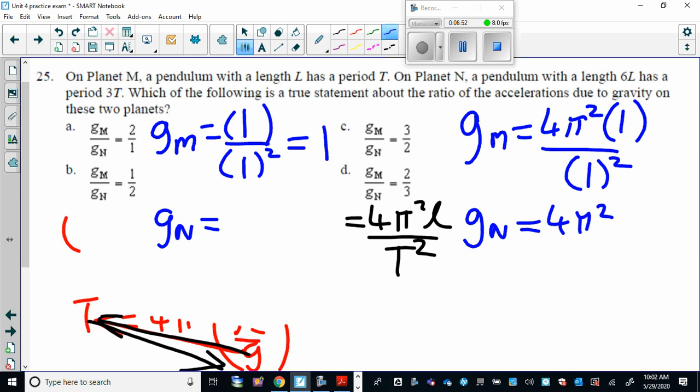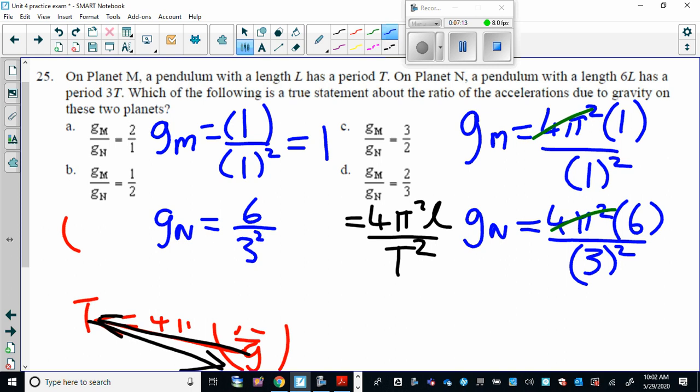It has 6 times the length and 3 times the period. 6, 3. But since these just cancel out, then just to make things nice and simple, I'm just going to say 6 over 3 squared, which equals 6 over 9.